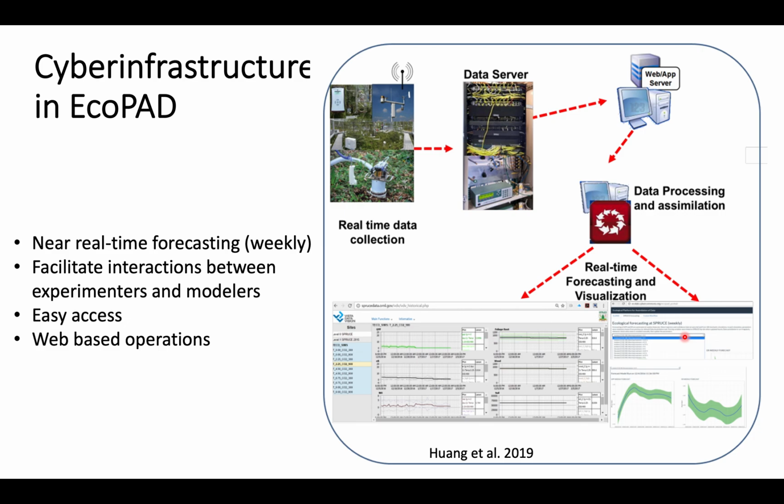An example is EcoPad. The software system links real-time forcing to ecological forecasting. It's designed to facilitate communications between field experimenters and modelers to gain best science. A web-based graphic interface is provided to interact with EcoPad. Therefore, it's easy to access and operate the system. Once users make a request, EcoPad will execute the tasks integrated, such as model simulation, data assimilation, and forecasting. We will learn more in the practice session.